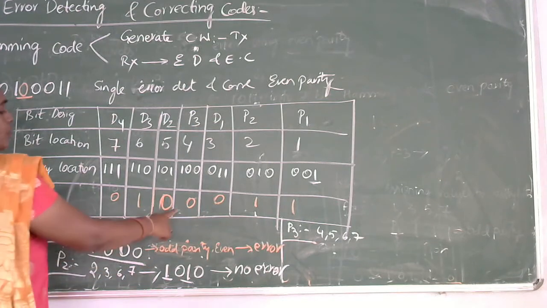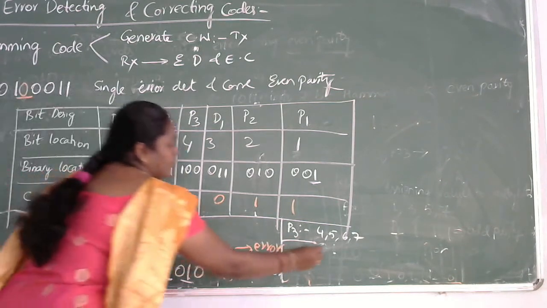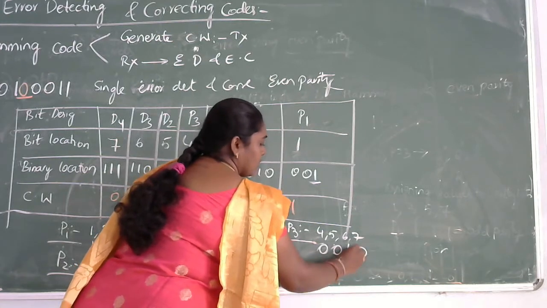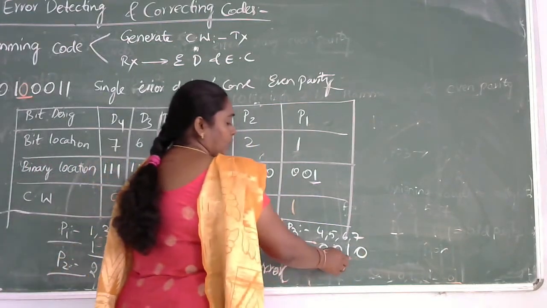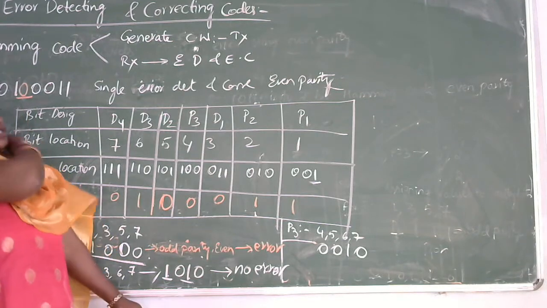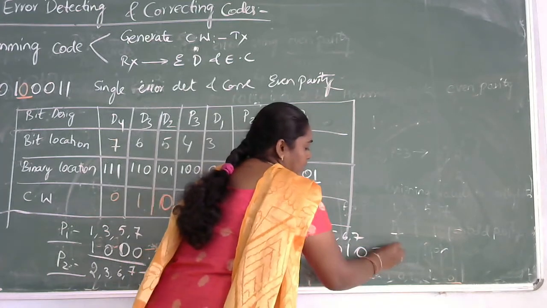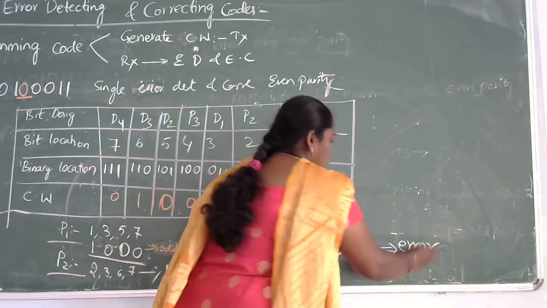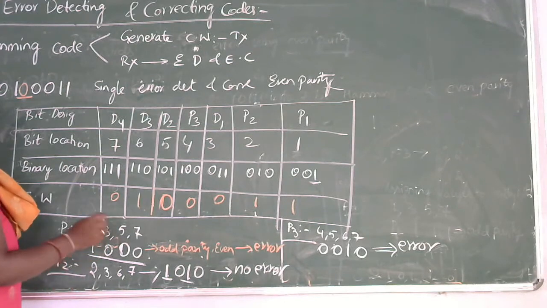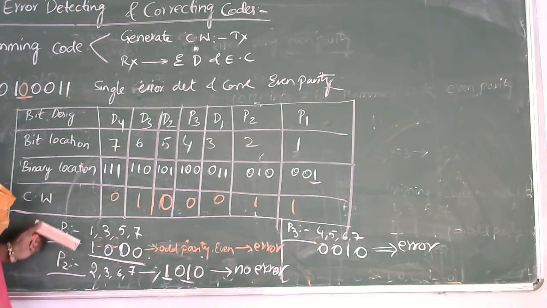Coming to P3, 4, 5, 6, 7. For 4 it is 0, for 5, 0, for 6, 1, for 7, 0. So here the total number of ones is odd, but the given question is even parity. As it is not matching with the parity bits which we got, it represents there is an error. So now we can conclude that there is an error in P1 and P3. So now we got that the error is present, but we need to find out what is the exact location of the error present in the given code word.